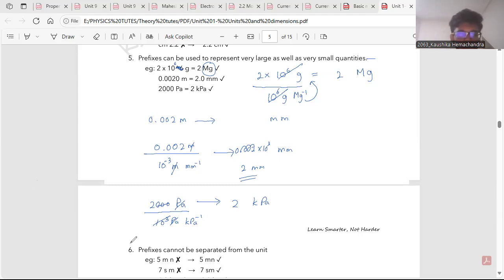And the sixth one, they cannot be separated from the unit, right? So when you write kilopascal, you can't keep a space and write k Pa. You have to write kPa together. There's no space between. Should write mm or cm, right? Kilogram, you write together, no? Similar to that. So if you want, you can write the method. It's better if you write it for these three.